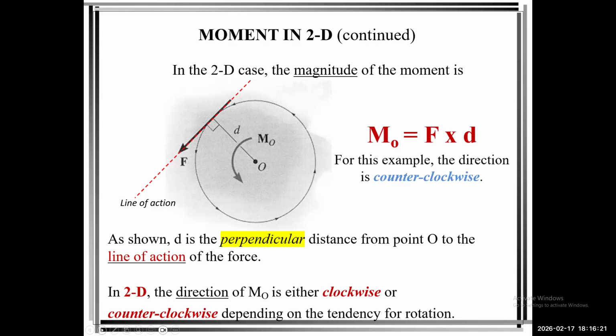So the 2D direction of the moment is either clockwise or counterclockwise, depending on your determination, or what we tell you the body is rotating. Sometimes you are given the direction that it is rotating. In fact, I should say there is always a direction of rotation. You need to assume which one is positive and which one is negative based on convention.